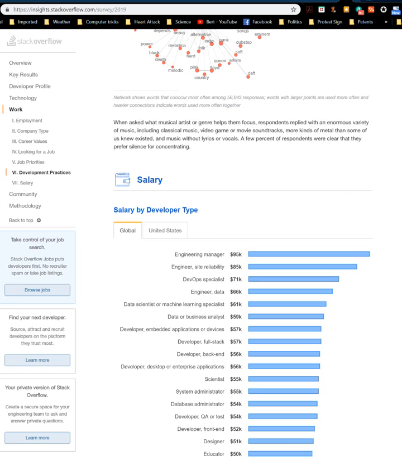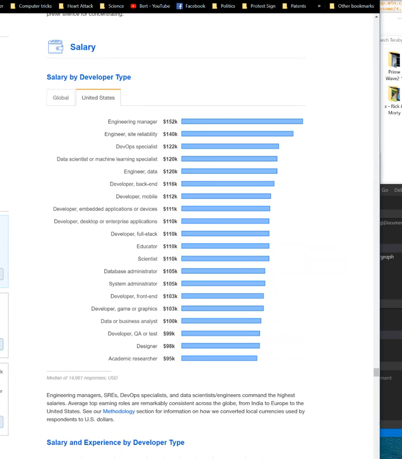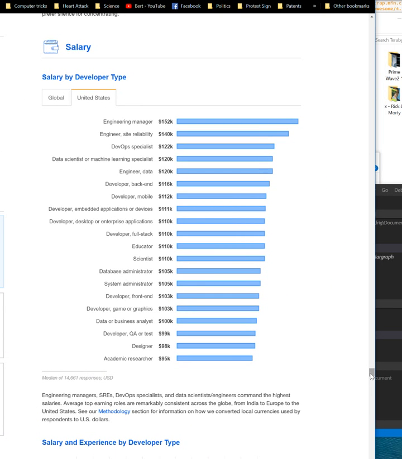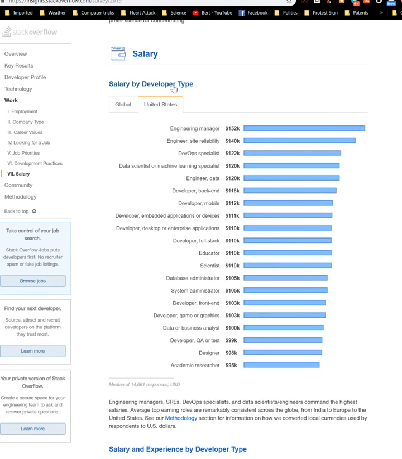Anyway, okay, and this is a little interesting part. This is probably like 3/4 of the way down the overall scroll bar here. You see what I'm saying? Right here. Yeah, this is kind of toward the bottom though, but it's about salary by developer type, so that's kind of interesting.